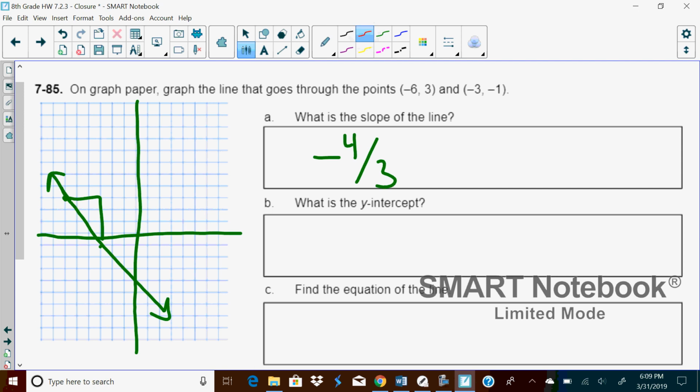Then it says, what's my y-intercept? 1, 2, 3. It's -4. So then find the equation. Actually, I think my line might be a little off. So it is 1, 2, 3, 4, 1, 2, 3. It actually should have been right here. So my last step would actually be -5. So my equation is y equals -4 over 3x minus 5.